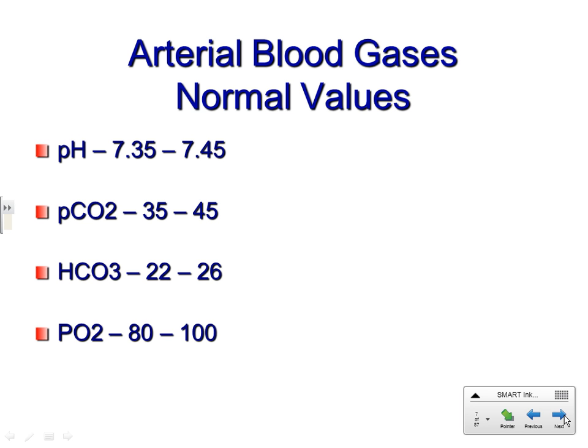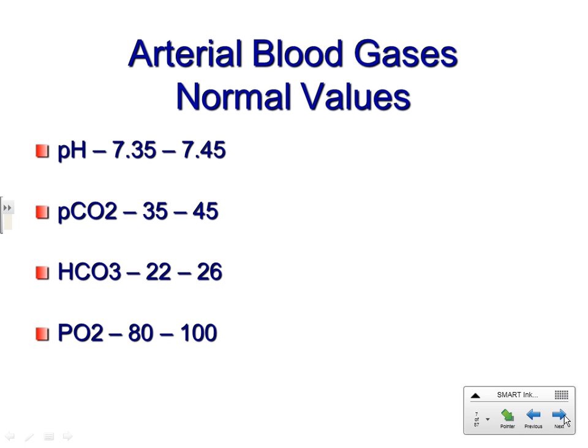You have to know the normals. You've got to know them. They expect you to know those. There's certain lab values that NCLEX expects you to know and have memorized. pH 7.35 to 7.45, PCO2 35 to 45, bicarb 22 to 26. You might see that slightly different.